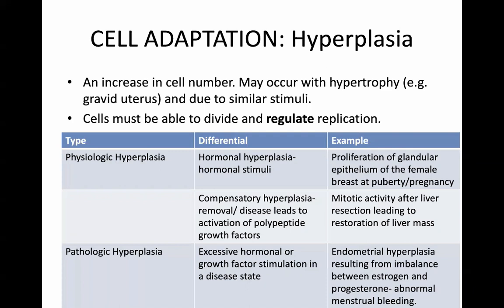Now, in terms of pathological hyperplasia, these are caused by excessive hormonal or growth factor stimulation. An example is after a normal menstrual period, there's a burst of uterine epithelial proliferation that is normally tightly regulated by stimulation through pituitary hormones and ovarian estrogen, and by inhibition through progesterone. However, if the balance between estrogen and progesterone is disturbed, you can have endometrial hyperplasia, which is a common cause of abnormal menstrual bleeding.